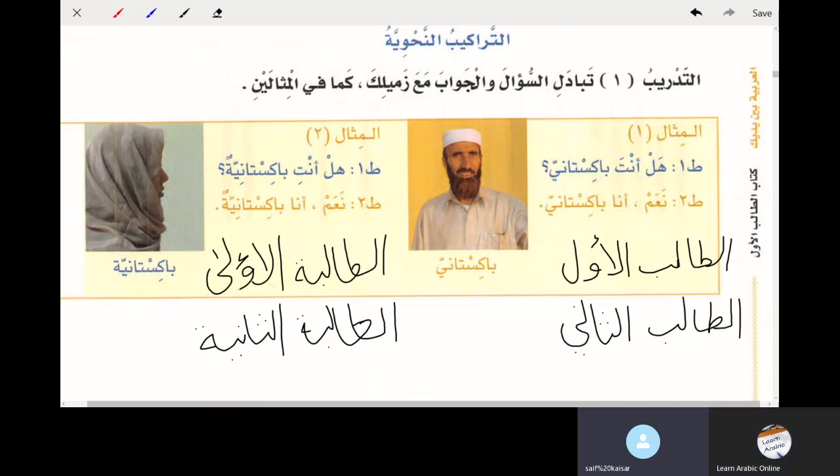Okay. Hal anti Pakistaniya? Are you Pakistani? Talibatus saniya, second female student. Naam, yes. Ana Pakistaniya. I am Pakistani. So to male you will say anta, to female you will say anti. To male you will say Pakistani, to female you will say Pakistaniya. First male student is Talibul Awwal. First female student is Talibatul Ula. Second female student is Talibatus Saniya. Okay. Any problem? No.